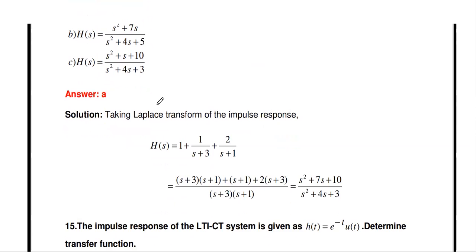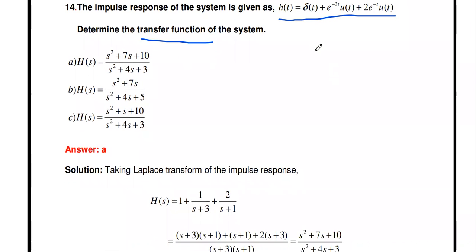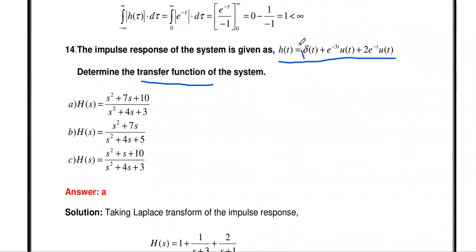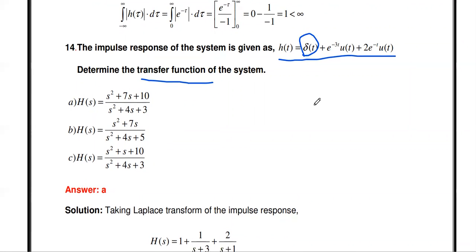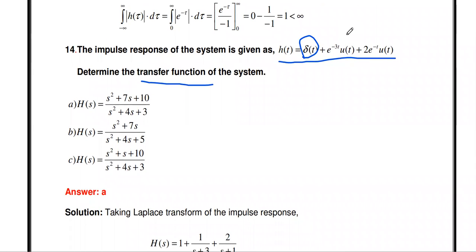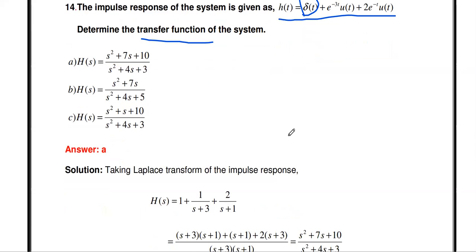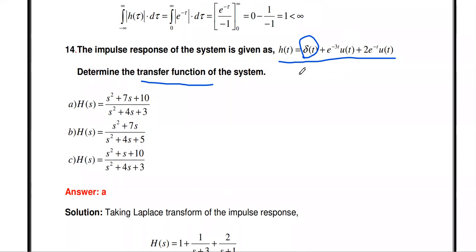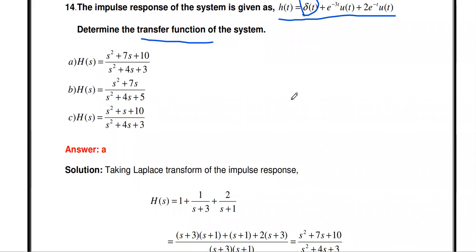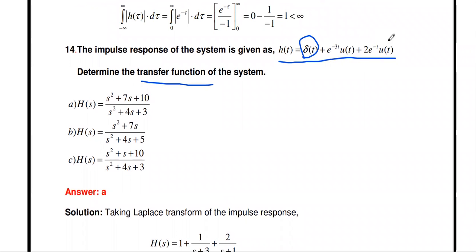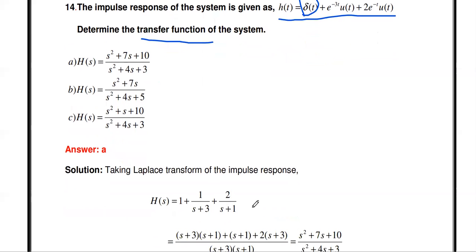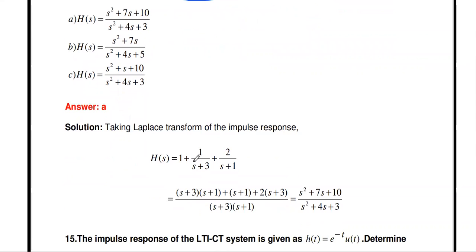So you just take the Laplace transform of this impulse response, part by part. First, what is the Laplace transform of del of t? It is 1. We already know the standard answers, since we solved all these problems in the previous second unit. The Laplace transform of e power minus 3t u of t is 1 by s plus 3, in the structure 1 by s plus a. The constant 2 stays as it is, and the Laplace transform of e power minus t u of t is 1 by s plus 1. So H of s equal to 1 plus 1 by s plus 3 plus 2 by s plus 1. This is the transfer function.